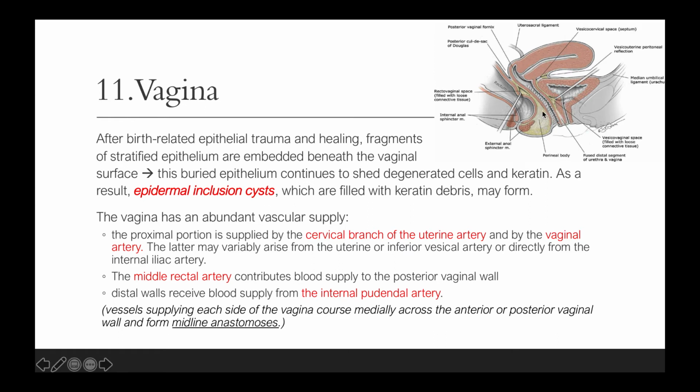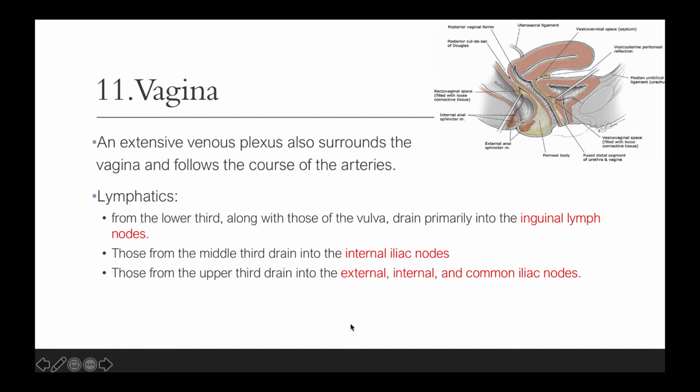Okay, this part here. Okay, so the vessels supplying each side of the vagina course medially across the anterior and posterior vaginal wall, and they form a midline anastomosis. An extensive venous plexus also surrounds the vagina and follows the course of the arteries.